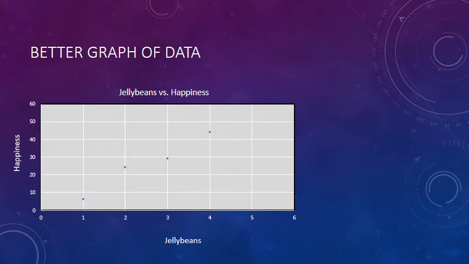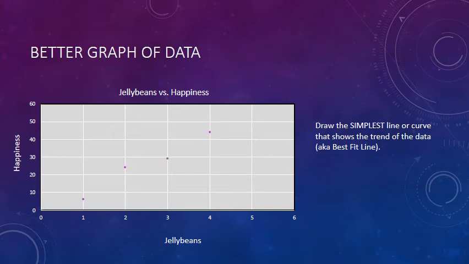So we're going to create a better graph of our data. We're going to set up our graph with jelly beans on the x-axis, happiness on the y-axis, and plot our points. But instead of connecting our data points with a line, we want to look at what the overall trend in the data is telling us. Is the data going up? Is it going down? Is it curving? And we want to draw a line that represents this trend that we see. Remember, the line does not have to go through all your data points. It just has to represent the trend of what your data is doing.